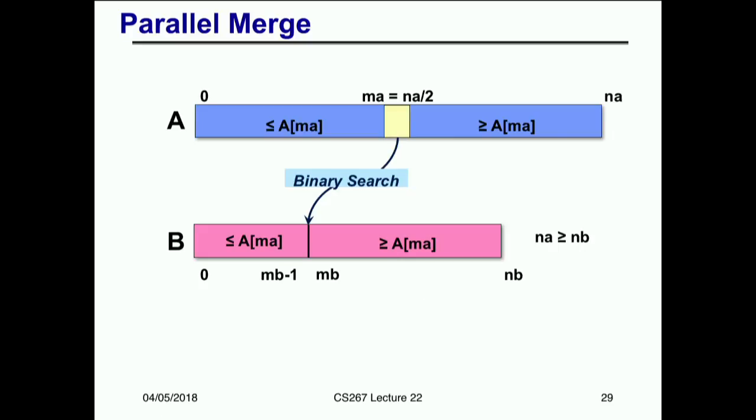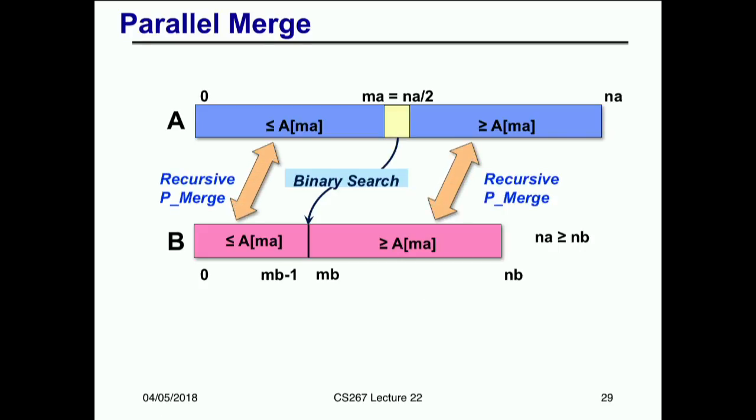Now what can I do? I can recursively call these sublists, right? I know on the pink B list, everything on the left of whatever returned from the binary search is smaller than that element. And same for all the elements on the left of that middle element in the first list. So basically these two parallel merges are independent of each other. Once they return, I can just glue them together.